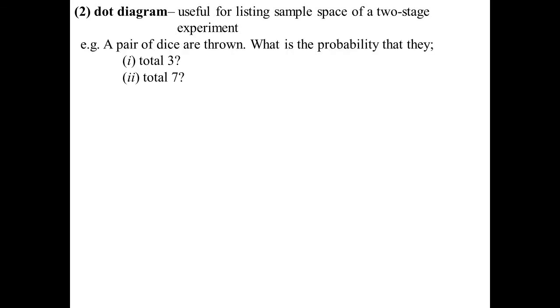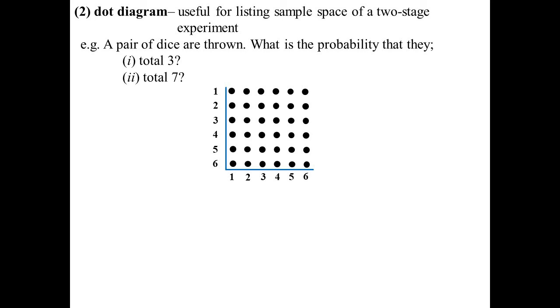A dot diagram. Got to be honest, I don't think I've ever used one. But it's another way of listing a sample space. So a pair of dice are thrown. What's the probability they total 3, they total 7? So a dot diagram is something like this, where you put the outcomes for one event down one side and the other event along the other side, and then you put a dot for all the possibilities.